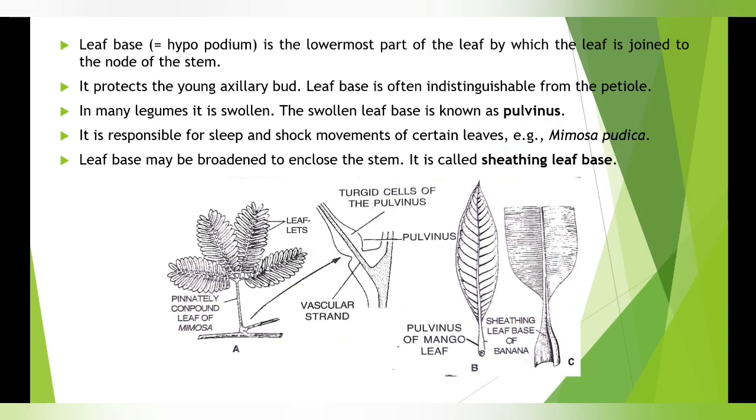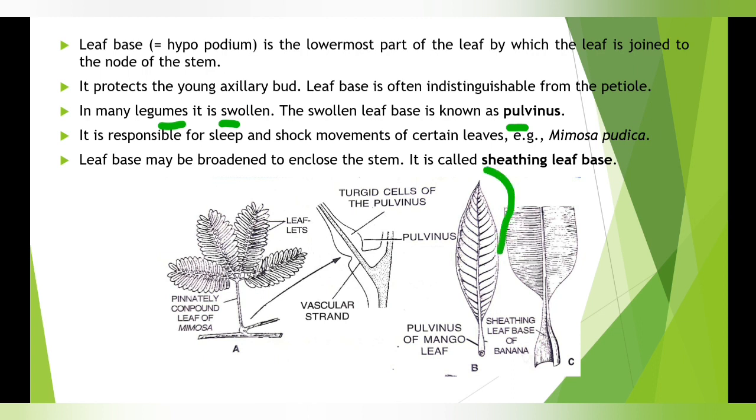Then the leaf base, which is called the hypopodium, is the lowermost part of the leaf by which the leaf is joined to the node of the stem. It protects the young axillary bud from where the leaf will be originated. Then the leaf base is most often distinguishable from the petiole. In many legumes or leguminous plants, it is swollen. The swollen leaf base is called pulvinus.